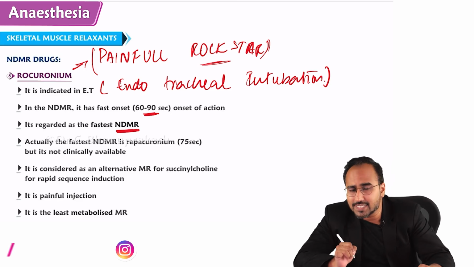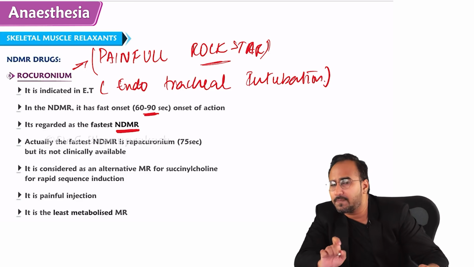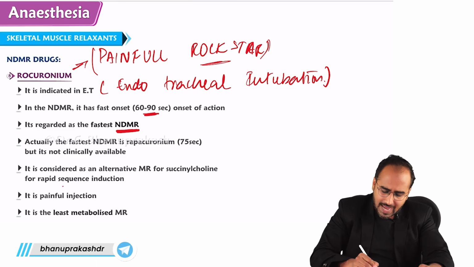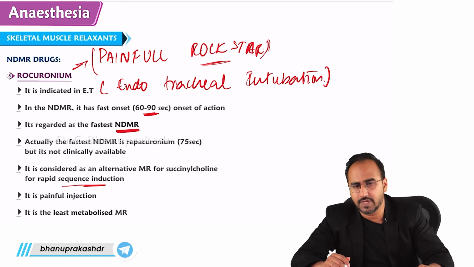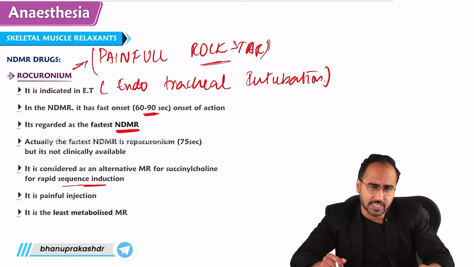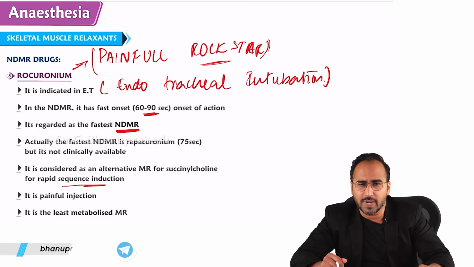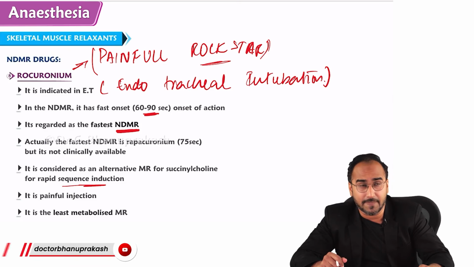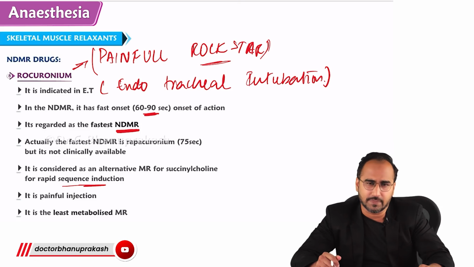It is considered an alternative muscle relaxant in place of succinylcholine when a patient is posted for rapid sequence induction. When a patient is posted for what, guys? Rapid sequence induction. Does something strike your mind when you hear about rapid sequence induction? It is the same thing that we have discussed. It is general anesthesia given to a full stomach patient.